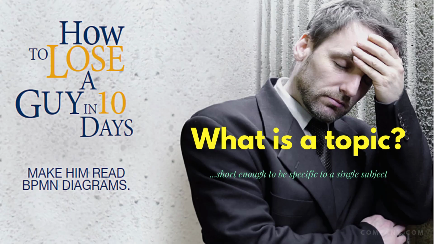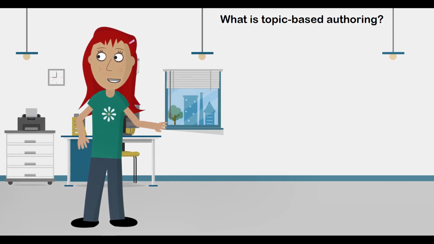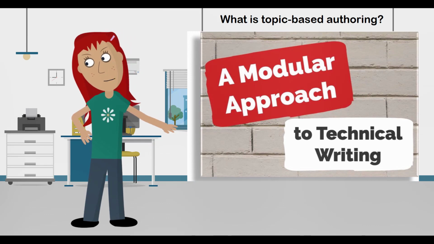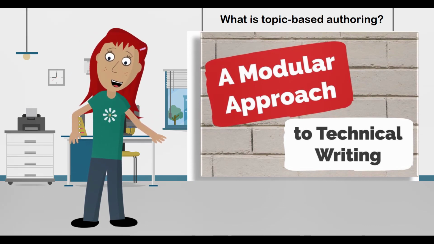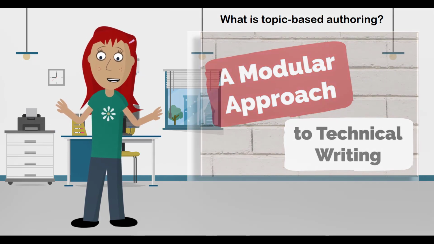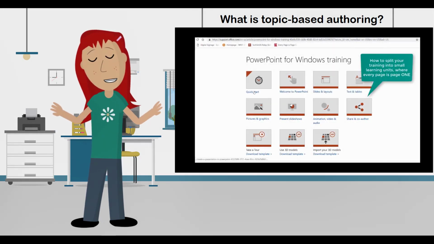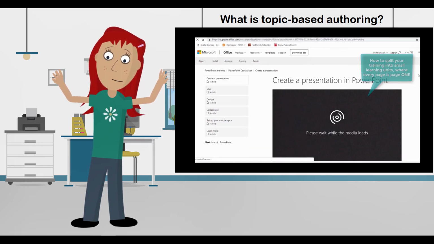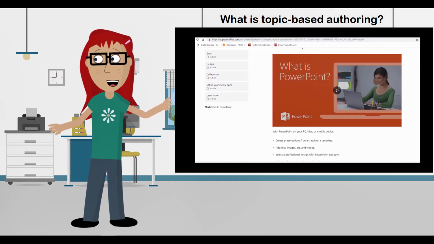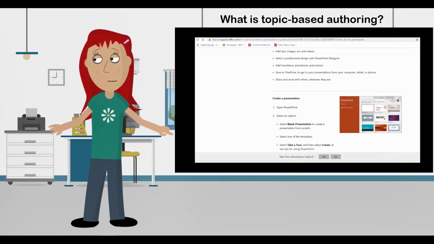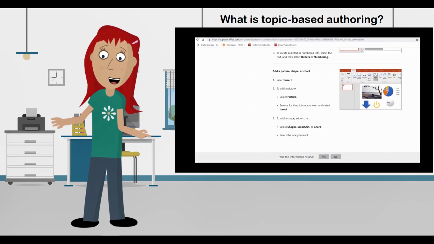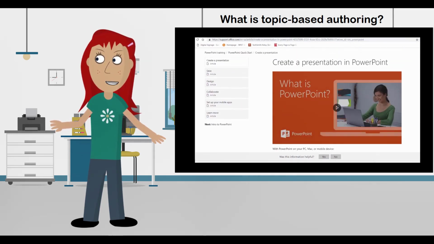A topic is a unit of information with a title and content, short enough to be specific to a single subject, such as how to lose a guy in 10 days, which is really easy, isn't it? Topic-based authoring is a modular approach to content creation where content is structured around topics that can be mixed and reused in different contexts. In other words, when you search for information on the web, whether you use a search engine or follow a link, and you land on one of the billions of pages on the web, that page for you is page 1.